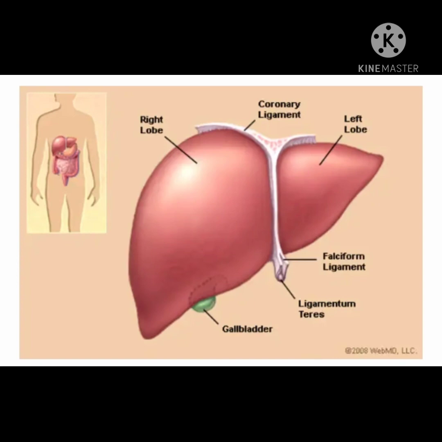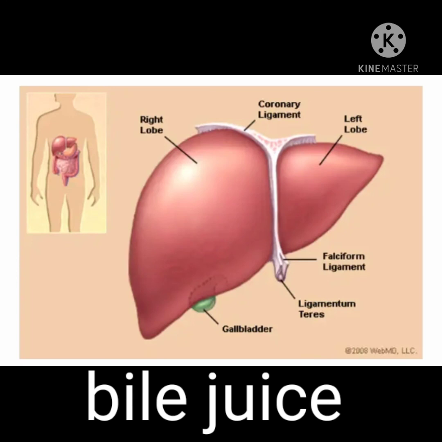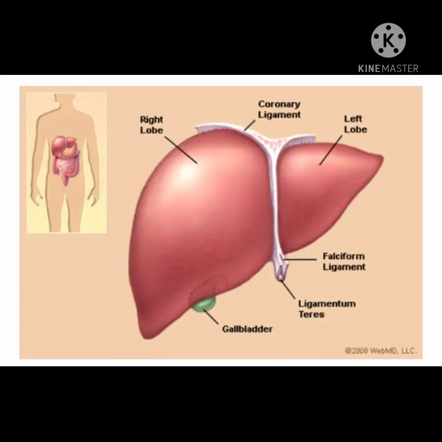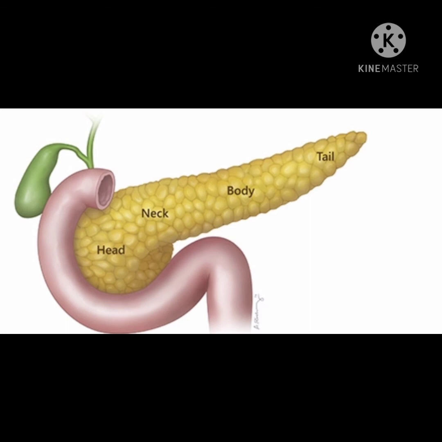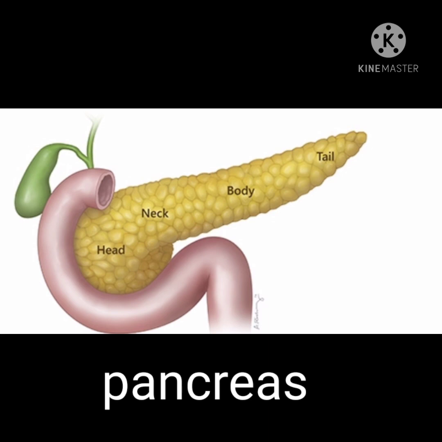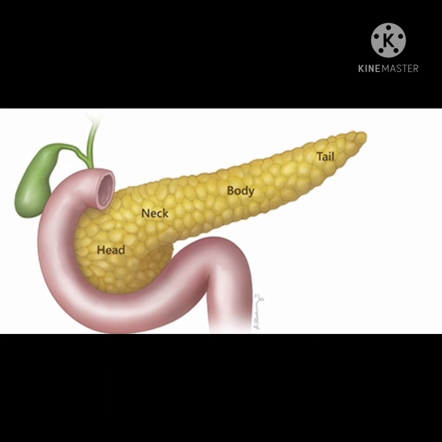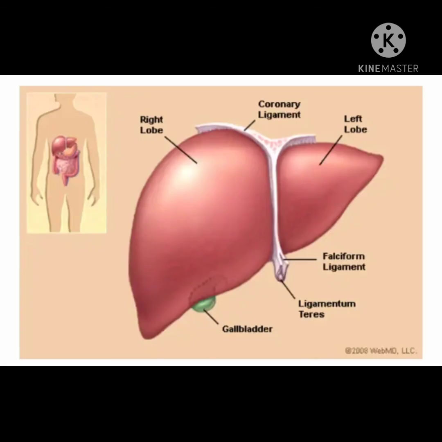The liver produces bile juice, whereas the pancreas produces pancreatic juice, which contains the enzymes responsible for digesting fat, carbohydrate, protein, etc. Okay, the liver produces bile juice, but it doesn't contain any enzymes. Bile juice doesn't contain any enzyme. It is only for the emulsification of fat, that is the breaking down of large fat molecules into smaller particles. That is a process called emulsification of fat.